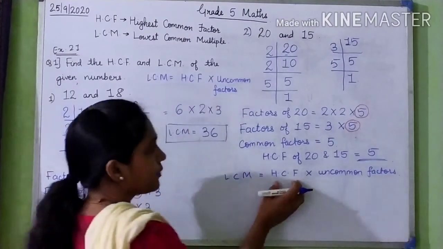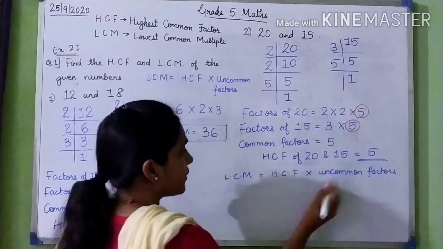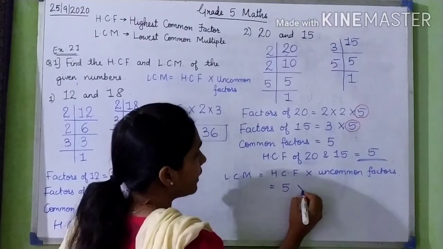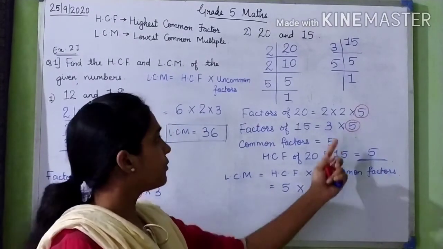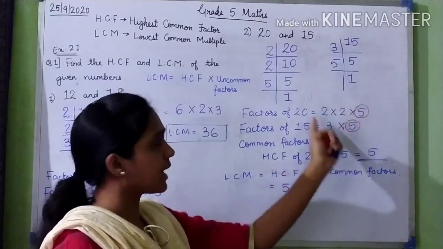Now what is the HCF? We have found the HCF. It is 5. So we need to put 5 here. Then multiplied by uncommon factors. Which are the uncommon factors? The factors which are not circled from this are the uncommon factors.